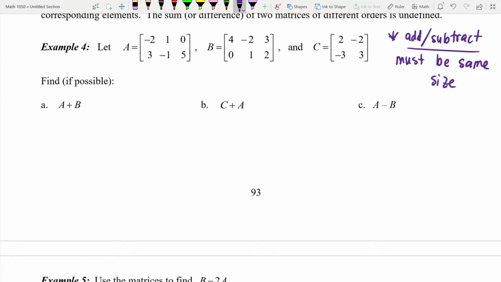You guys, whenever I have a problem like this, the first thing I do is I always write down the order of each matrix. So matrix A is a 2 by 3, matrix B is a 2 by 3, and matrix C is a 2 by 2.